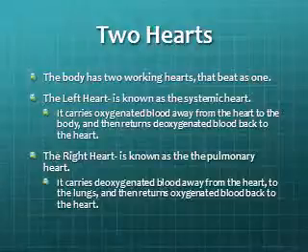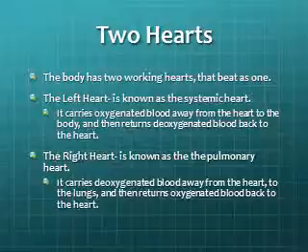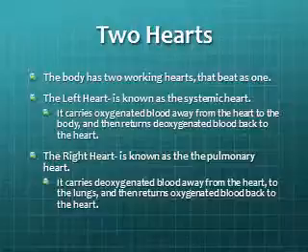Two hearts. The body has two working hearts that beat as one. The left heart is known as the systemic heart. It carries oxygenated blood away from the heart to the body and then returns deoxygenated blood back to the heart. The right heart is known as the pulmonary heart. It carries deoxygenated blood away from the heart to the lungs and then returns the oxygenated blood back to the heart.